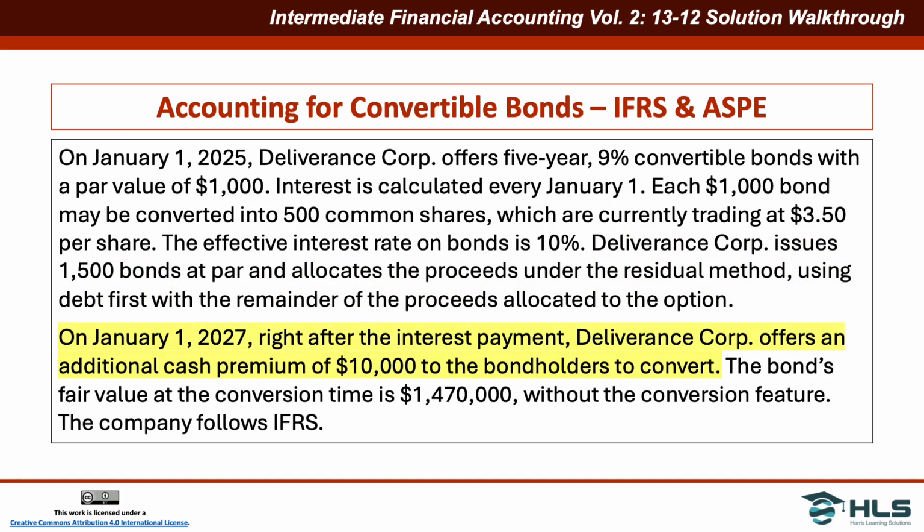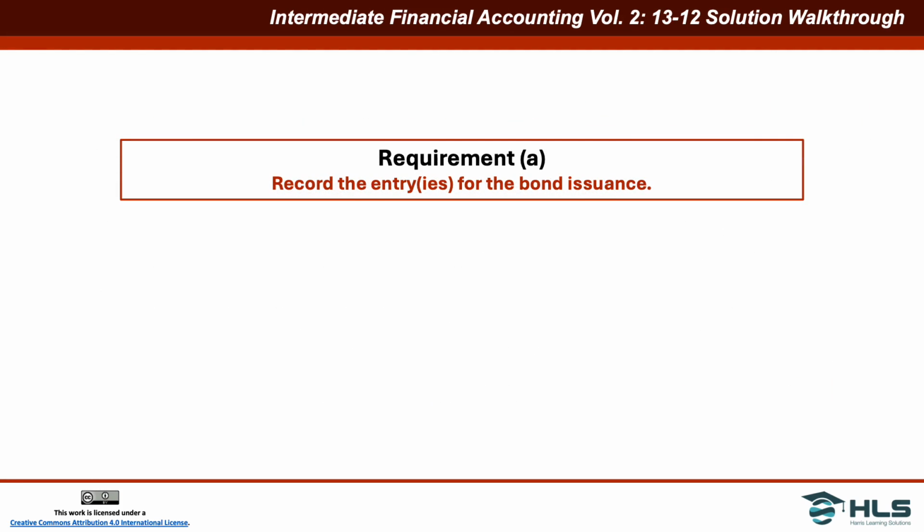On January 1st, 2027, right after the interest payment, Deliverance offers an additional cash premium of $10,000 to the bondholders to convert. The bond's fair value at the time of conversion is $1,470,000 without the conversion feature. The company follows IFRS. There are 3 requirements for this problem, so let's begin with requirement A, which asks us to record the journal entry or entries for the bond issuance. Again, this is under IFRS and the residual method.